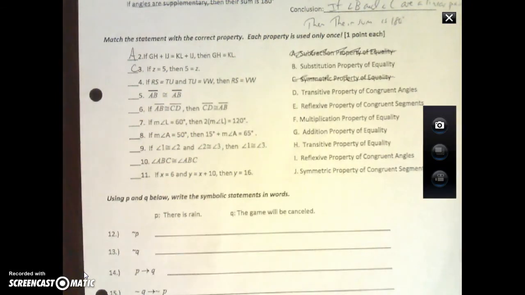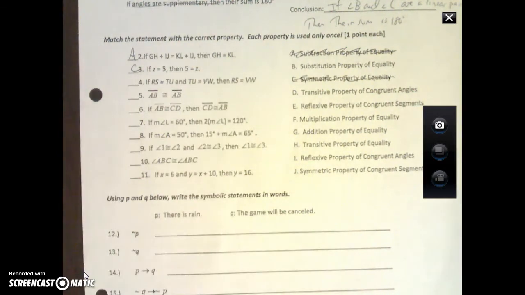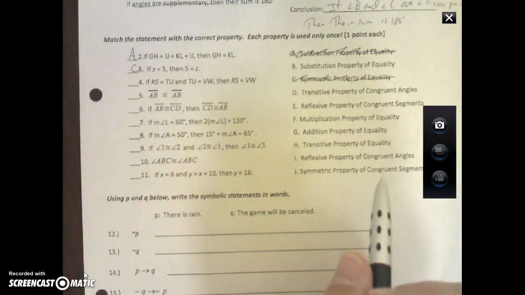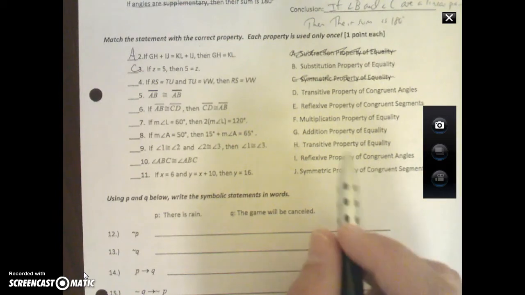All right. If RS equals TU and TU equals VW, then RS equals VW. Notice how there's 3 equal signs here? 1, 2, 3. And that little thing I was saying in class, RST, 1, 2, 3. This is the T1, transitive property of equality. Now, for this one, oh, there we go, H. I was looking for it. Man, it's early in the morning.